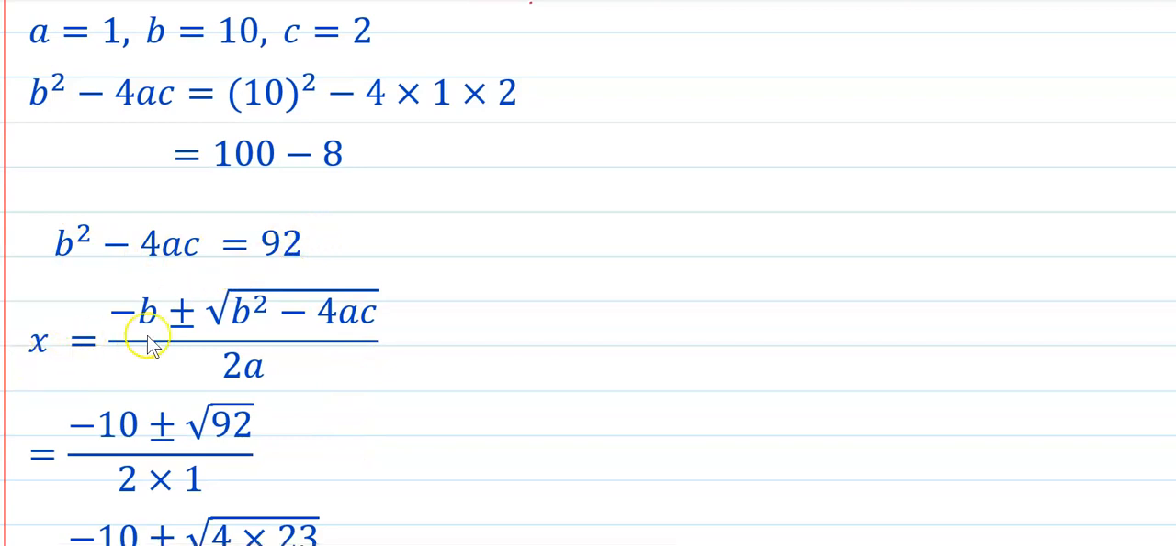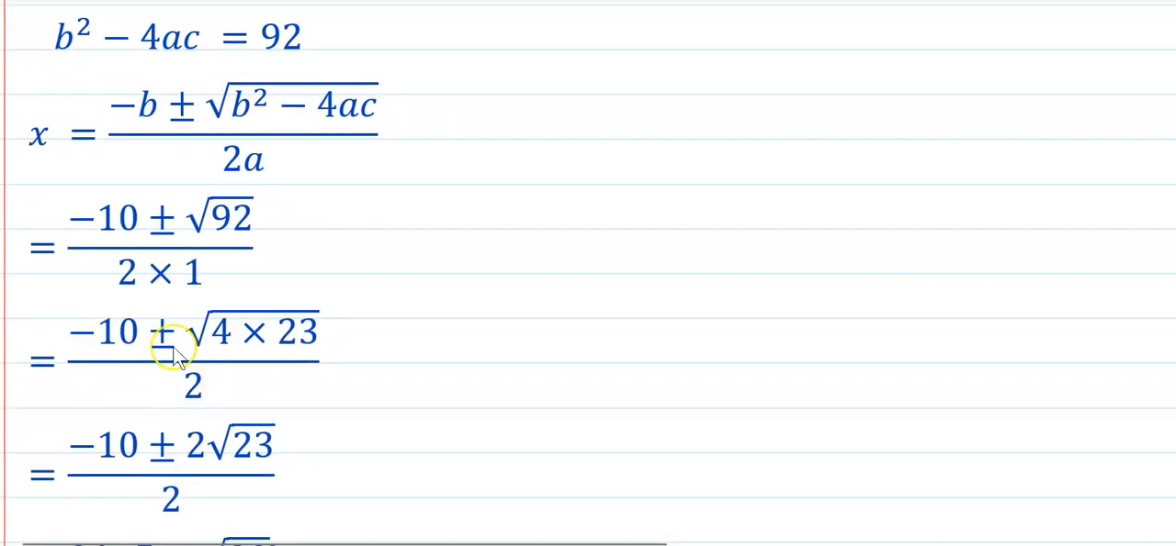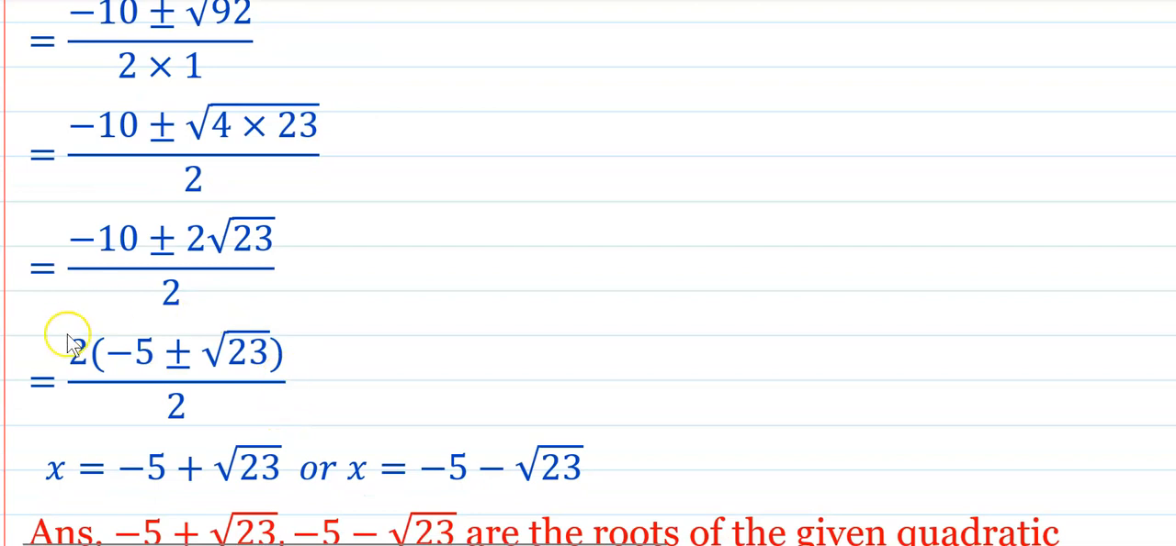The formula is x is equals to minus b plus or minus root of b square minus 4ac upon 2a. Substitute the value of b is 10, minus 10 plus or minus root of 92 upon 2 into 1. 92 can be split up as 4 into 23. Square root of 4 is 2, minus 10 plus or minus 2 root of 23. Take 2 as a common. Then after simplification, you will get x is equals to minus 5 plus root of 23 or x is equals to minus 5 minus root of 23.